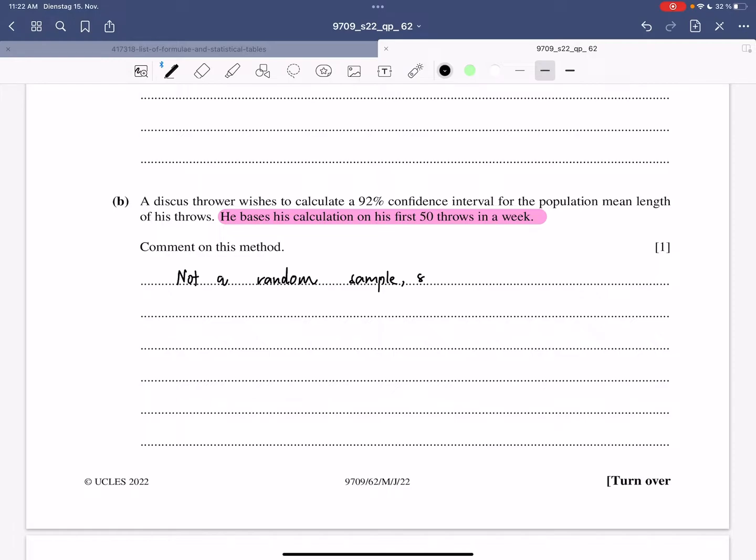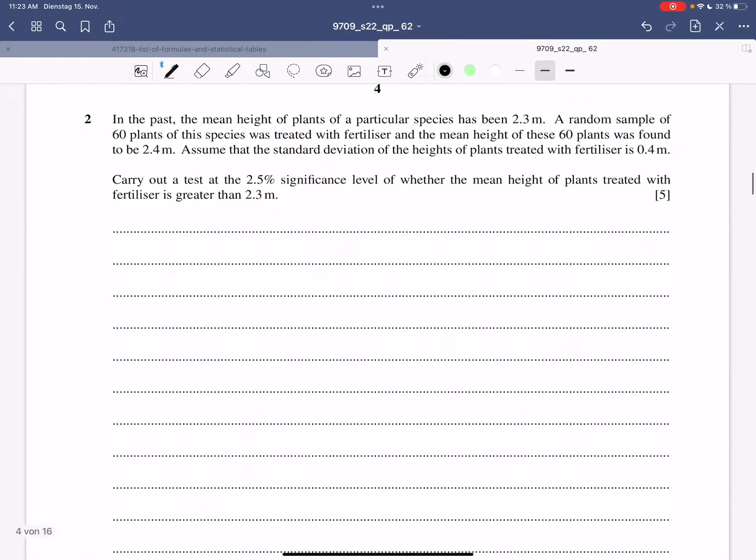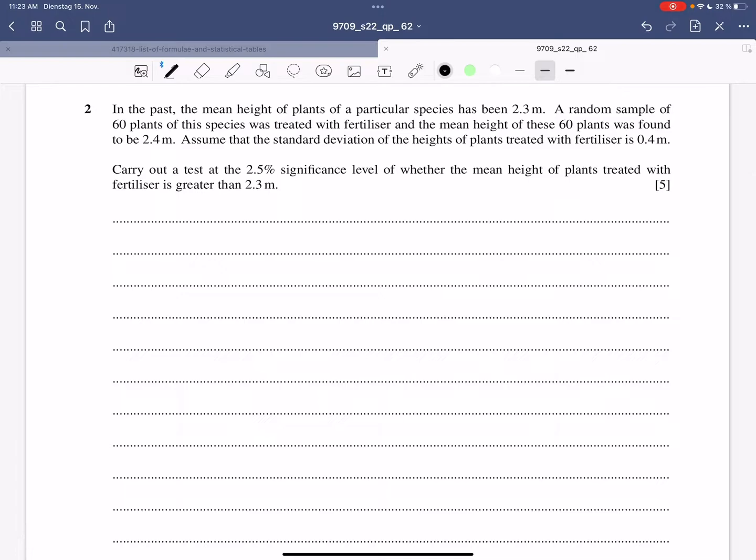Since it is biased towards the first 50 throws. What about the throws other than this first 50? It's not a good representative, right? So that's why. But the keyword here is that it's not a random sample. So question 2.